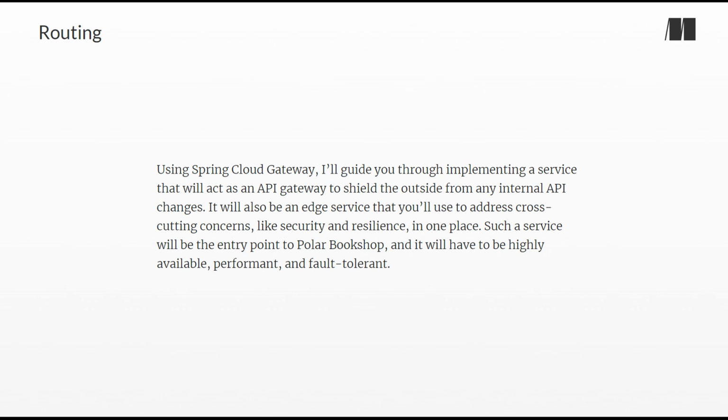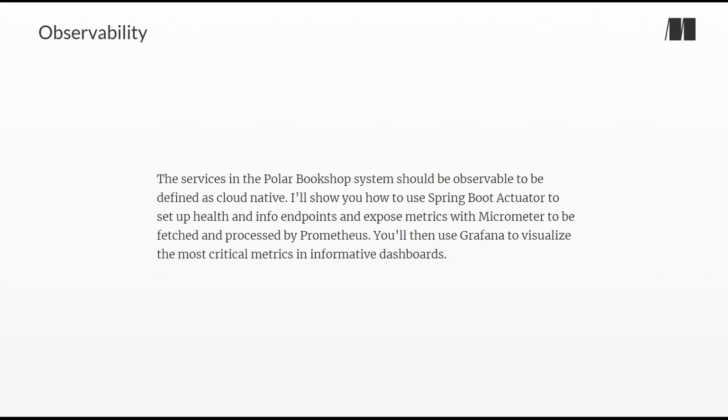Using Spring Cloud Gateway, I'll guide you through implementing a service that will act as an API gateway to shield the outside from any internal API changes. It will also be an edge service that you'll use to address cross-cutting concerns, like security and resilience, in one place. Such a service will be the entry point to Polar Bookshop, and it will have to be highly available, performant, and fault-tolerant.